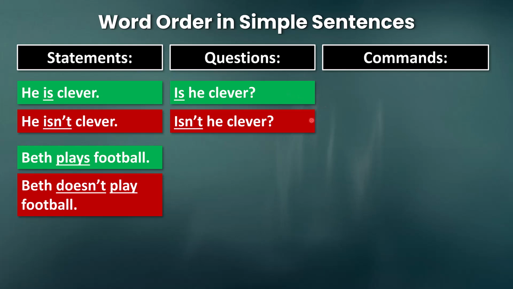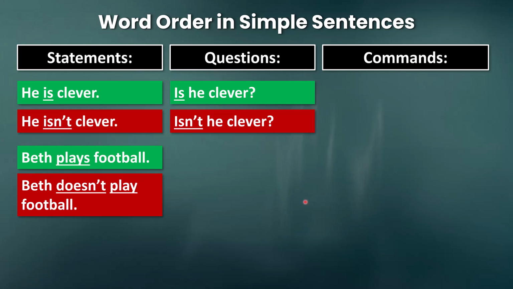However, in the second example, isn't he clever? This is used for a specific purpose. Perhaps this man did something very unintelligent, and I'm surprised he did that because I thought he was clever. Isn't he clever? I thought he was. You might also ask this if you're looking for confirmation. Isn't he Italian? I think he's Italian, and I want you to confirm that yes, he is, or no, he isn't.